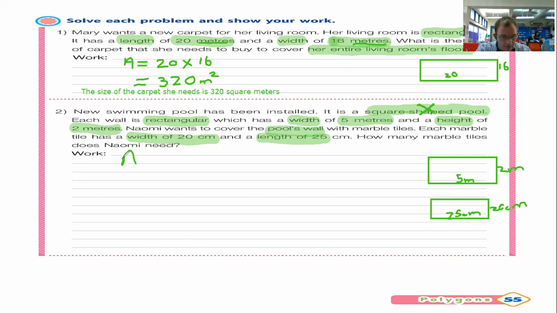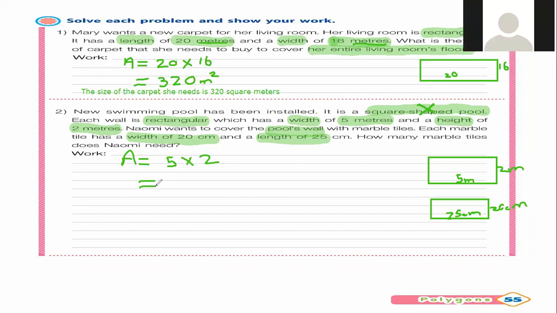Area will equal 5 times 2. What is the area of the first one? What is 5 times 2? Who can tell me? 5 times 2 equals?